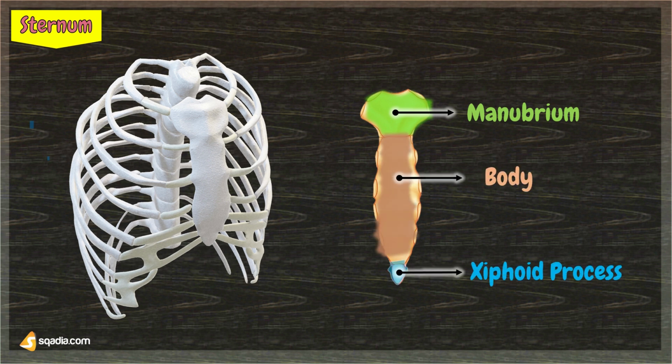The manubrium is the upper part of the sternum and is the thickest and widest part. The body is the middle part of the sternum and is the longest and narrowest part. The xiphoid process is the smallest and narrowest part of the sternum and is located at the inferior end of the body. The sternum is attached to the ribs on either side through the costal cartilage and helps to form the rib cage, which protects the heart and lungs.